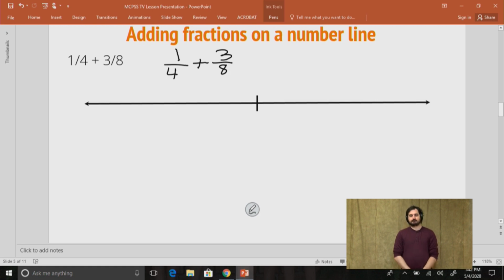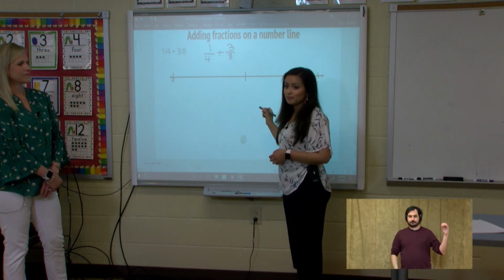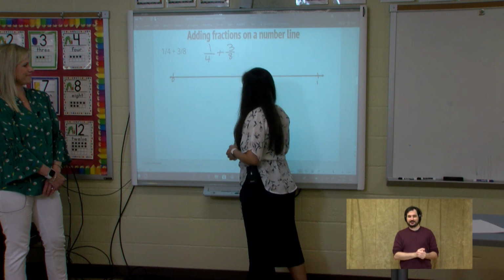Okay? So I have 1/4 plus 3/8. But first I'm going to fill in my number line. So I have 0 and I have 1. And this right here would be what? 1/2. Good. So I have 1/2.